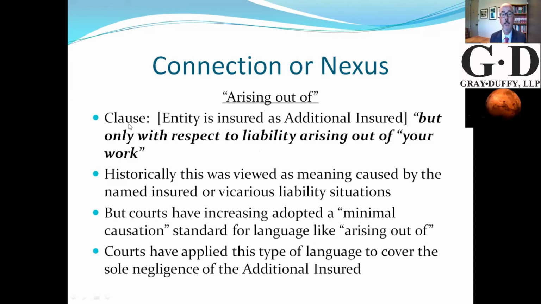So let's say we have a clause: the additional insured is insured, but only with respect to liability arising out of your work. Historically, this was viewed as meaning caused by the work of the named insured, and in more restrictive jurisdictions and more restrictive interpretations, just vicarious liability for what the named insured had done. But courts have increasingly adopted a minimal causation standard for language like this, arising out of. And courts have applied this language even to cover something like the sole negligence of the additional insured.